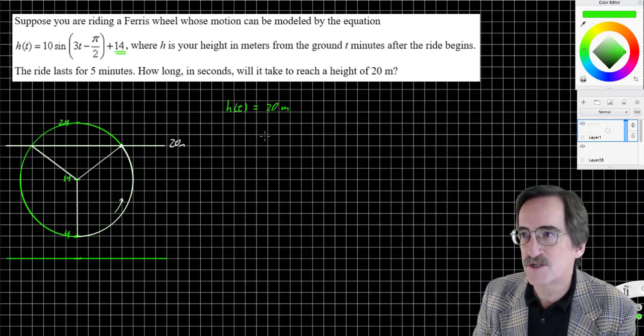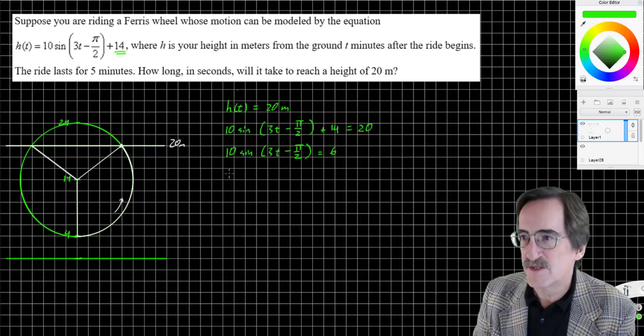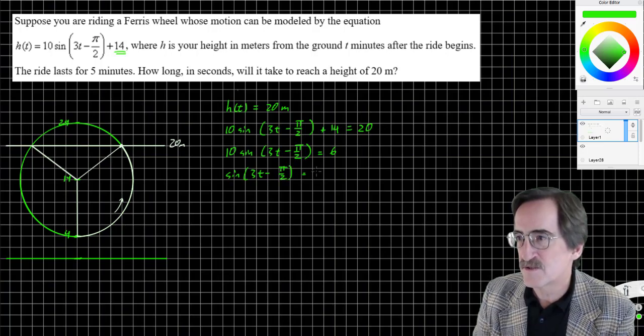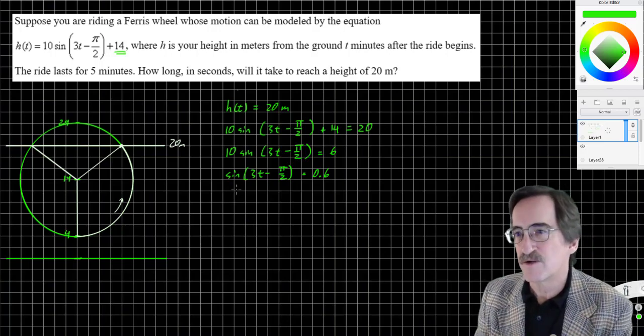When does h of t equal 20 meters? Well, h of t is 10 sine of (3t minus pi over 2) plus 14, and that's got to equal 20. Okay, let's subtract 14 from both sides. 10 sine of (3t minus pi over 2) equals 6. Divide by 10. Sine of (3t minus pi over 2) equals 6/10, or 0.6.